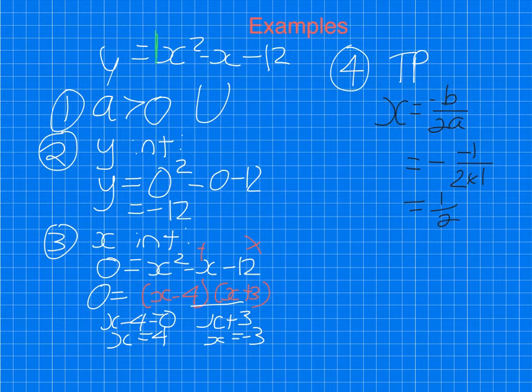So then what we do is we substitute that in to find the y coordinate. So y would be half squared minus a half minus 12. And that gives us minus 12.25. Now, because a is greater than 0, remember this turning point will be a minimum. Now we have everything we need to graph it, so I'll do that on the next slide. Copy down any of this if you like.